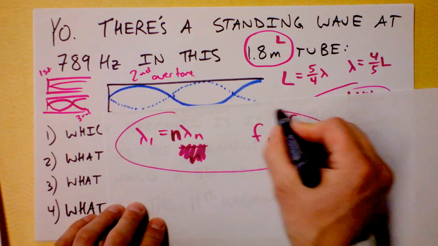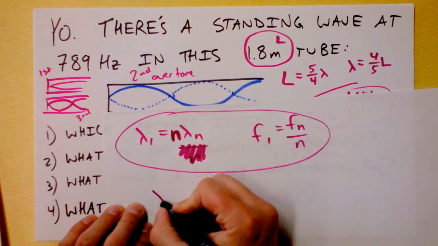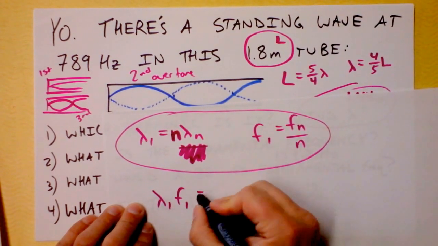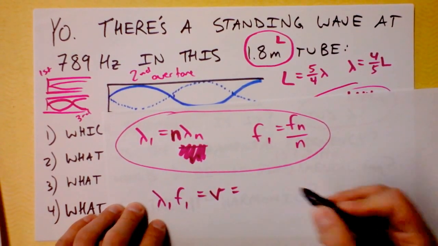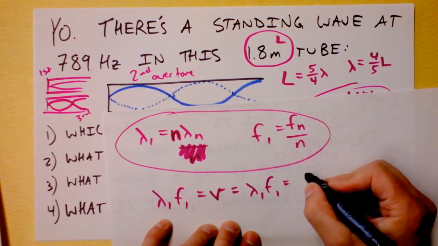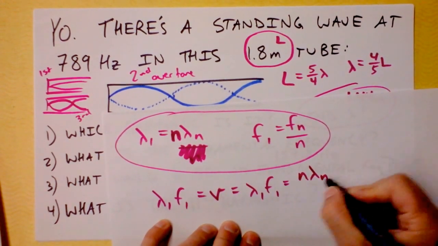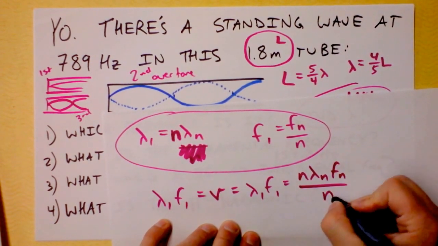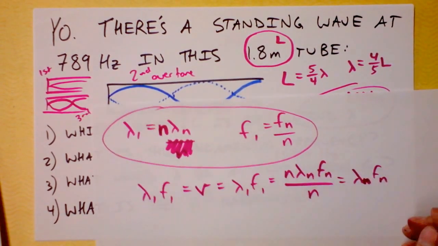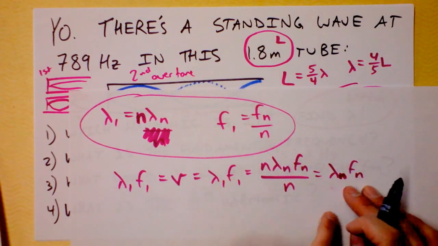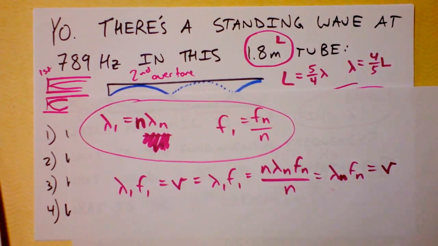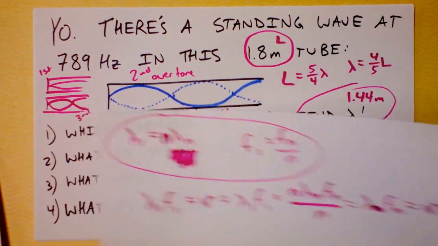Now we put these two equations together, now we'll have some business. I know that lambda 1 times frequency 1 ought to be the speed of the wave. So let's try that out. It says lambda 1 times frequency 1 is n times lambda n times frequency n divided by n, which is lambda n times frequency n. I guess this is telling me that the wavelength times the frequency at any harmonic is going to be the same number, which is just going to be v, independent of the harmonic number that we're actually investigating.